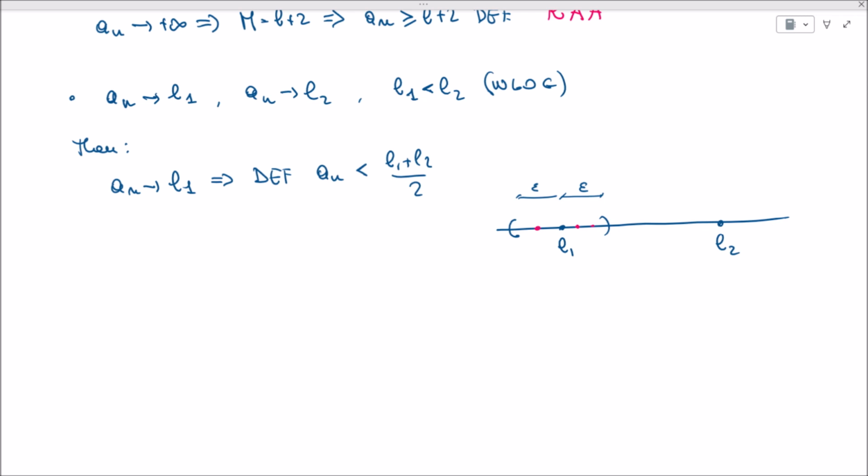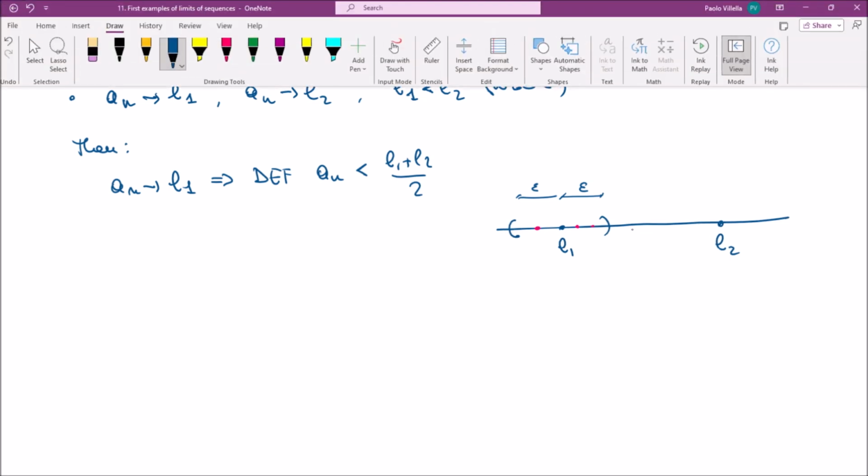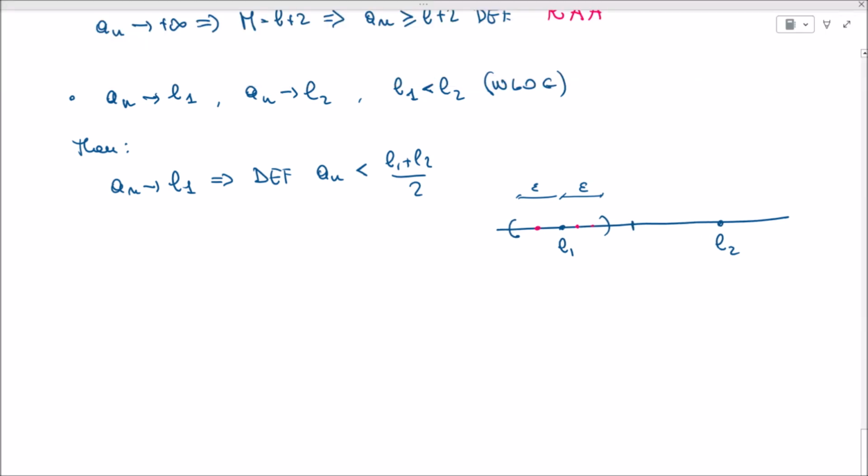But at the same time, of course we can pick any possible epsilon. For example, we can pick an epsilon which is less than the middle point between L1 and L2, which is L1 plus L2 divided by 2.